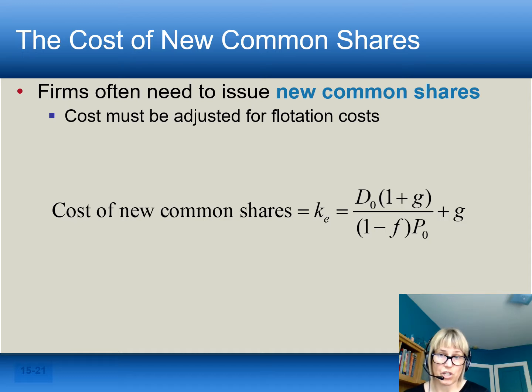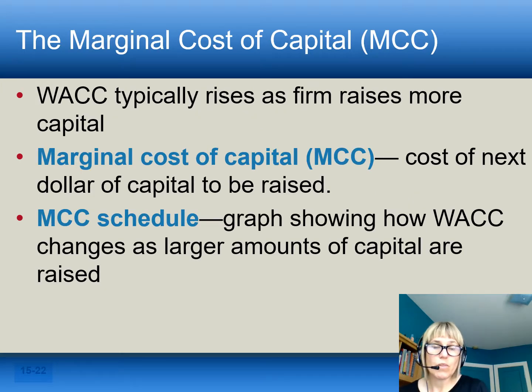If it's not new shares, we ignore that. We don't actually have that in our calculation. P0 being the value of the shares and G being the growth rate. So WACC. WACC typically rises as the firm raises more capital.